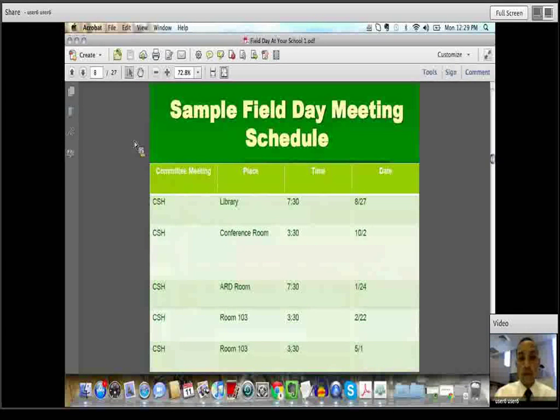This is a sample field day meeting schedule with the committee that's meeting, the place, time, and date of the meeting.